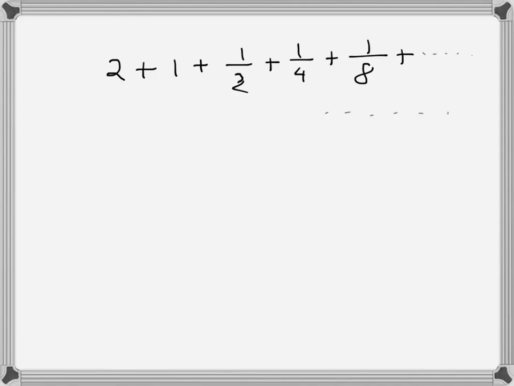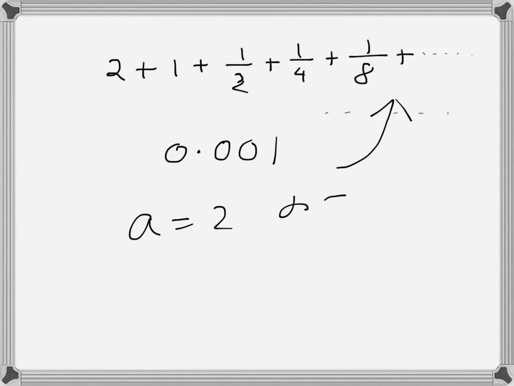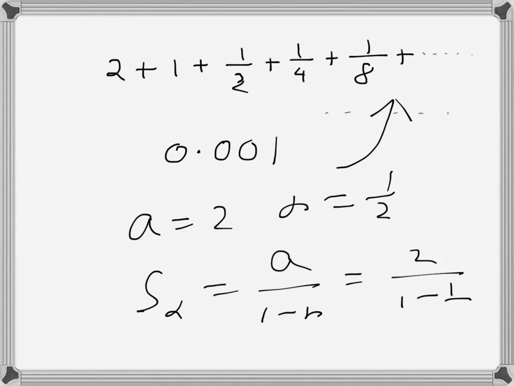For this series, we have to find how many terms we have to take so that the sum is within this much of the sum of the infinite series, if this series was infinite. If the series was infinite, we would get a sum. Here a is 2 and r is half. So the infinite sum would be a over 1 minus r, which is 2 over 1 minus half, that is 4.